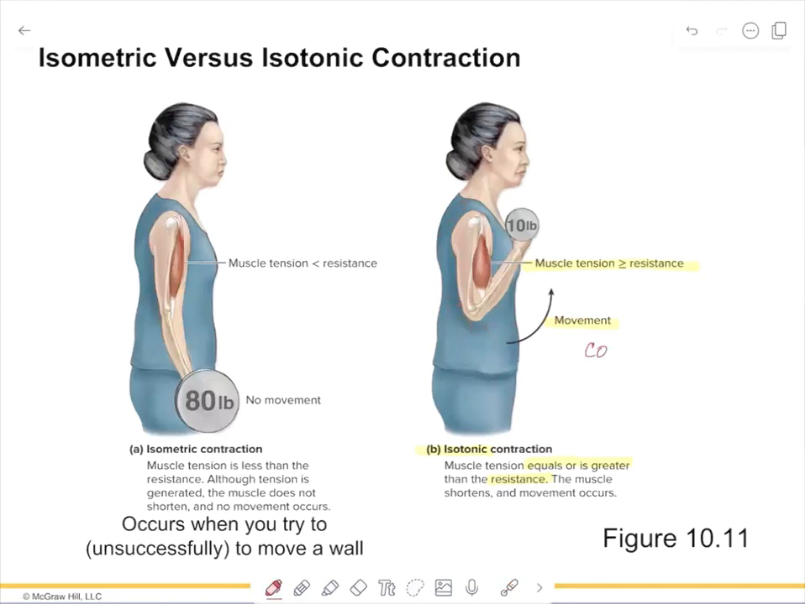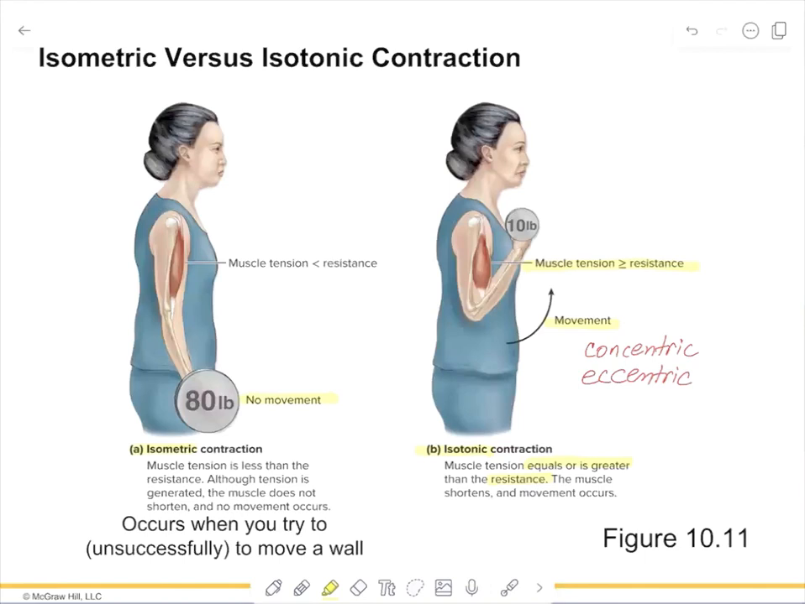There is one that's called an isotonic concentric contraction, and there's also one that's called an isotonic eccentric contraction. The other type of muscle contraction is what's called an isometric contraction. And during an isometric contraction, this is when there's actually no movement that occurs. And this could be for a couple different reasons.